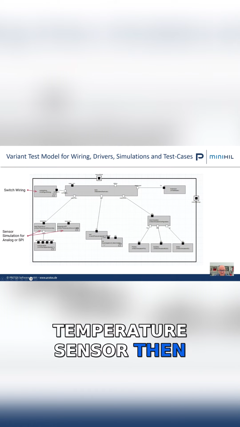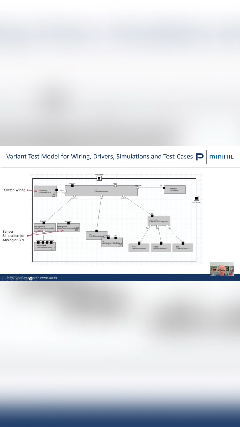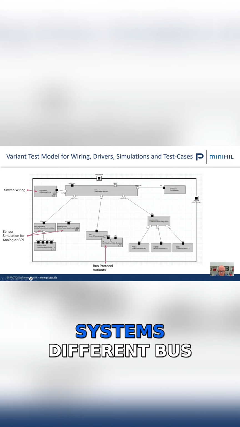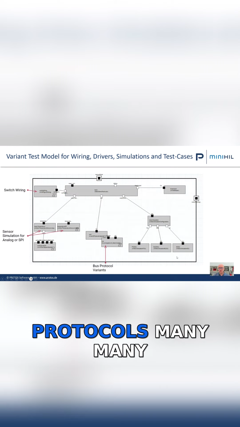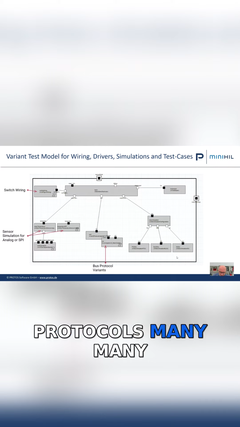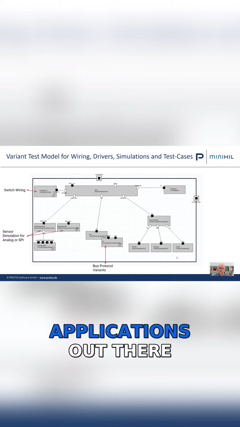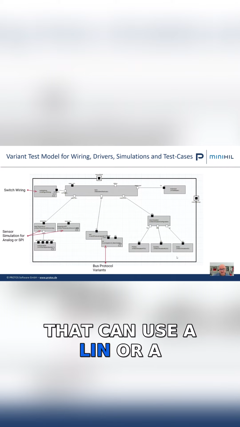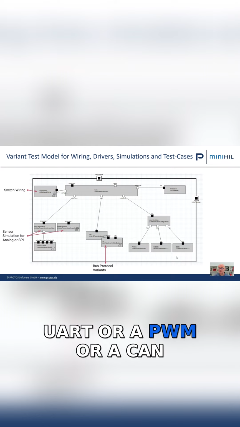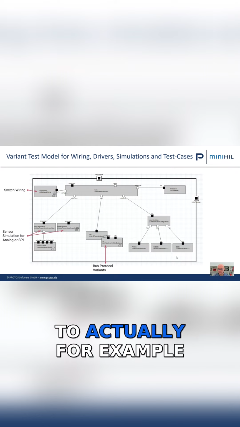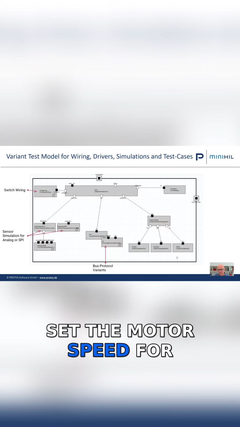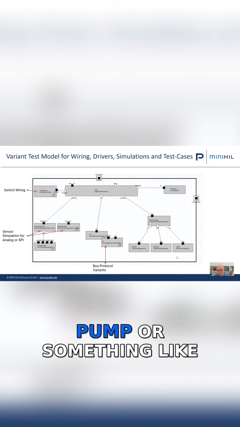Then we might have UART or LIN or CAN, different bus systems, different bus protocols, many applications out there that can use a LIN or a UART or a PWM or a CAN to actually, for example, set the motor speed for a motor controller for a pump or something like that.